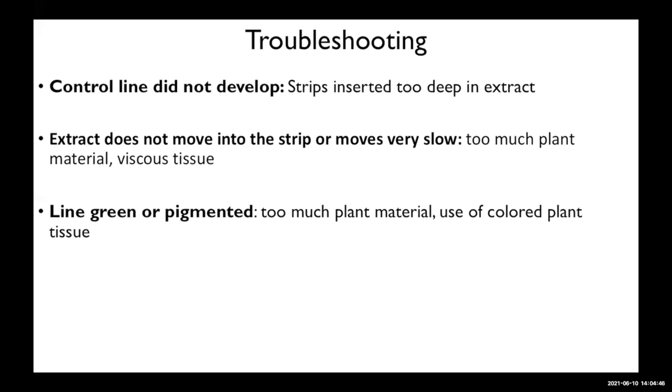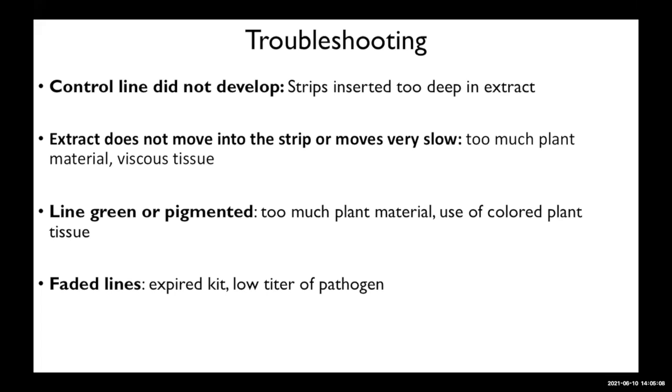Sometimes the line is green or pigmented, which also could be too much plant material. Or sometimes if you're using colored plants like purple or orange, you may not get the result you wanted. So it's always good to contact the company and see if they recommend using those colored plant tissues or not.